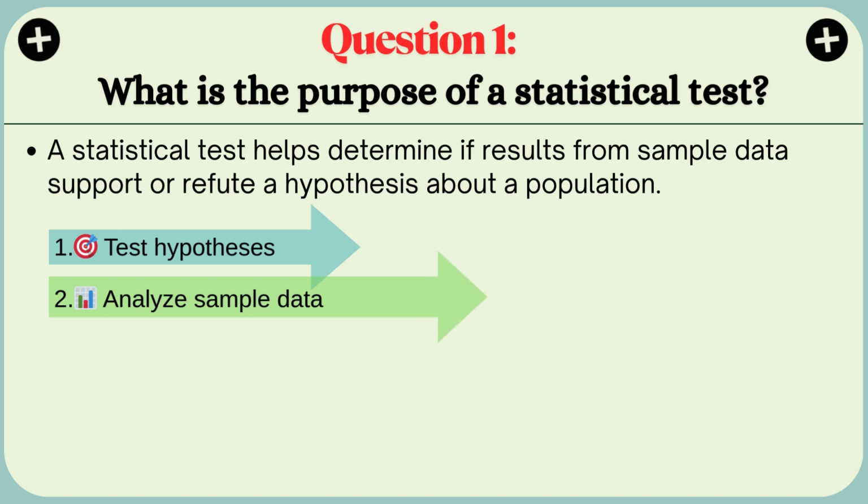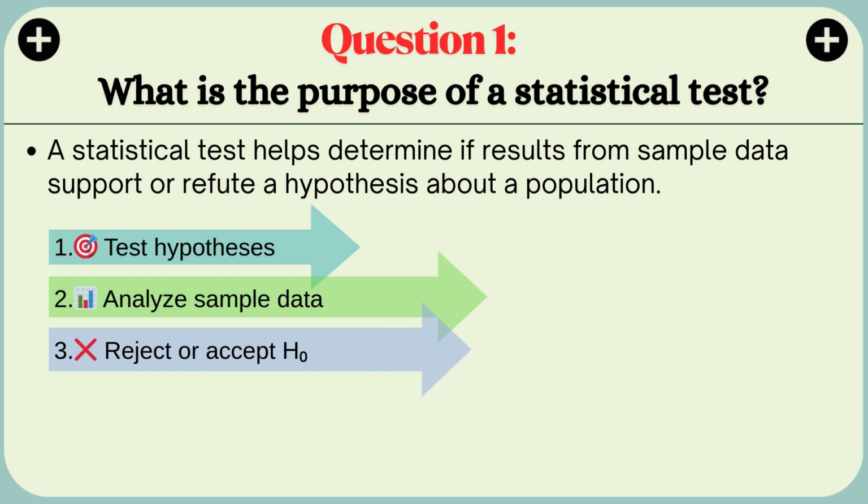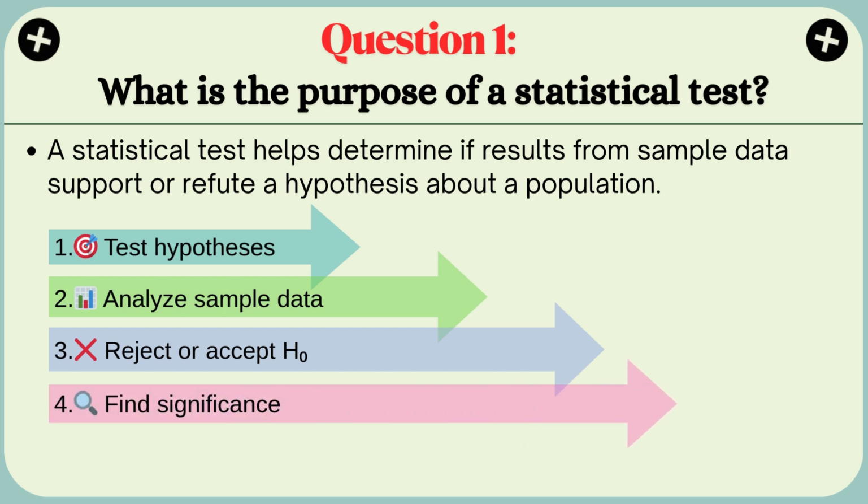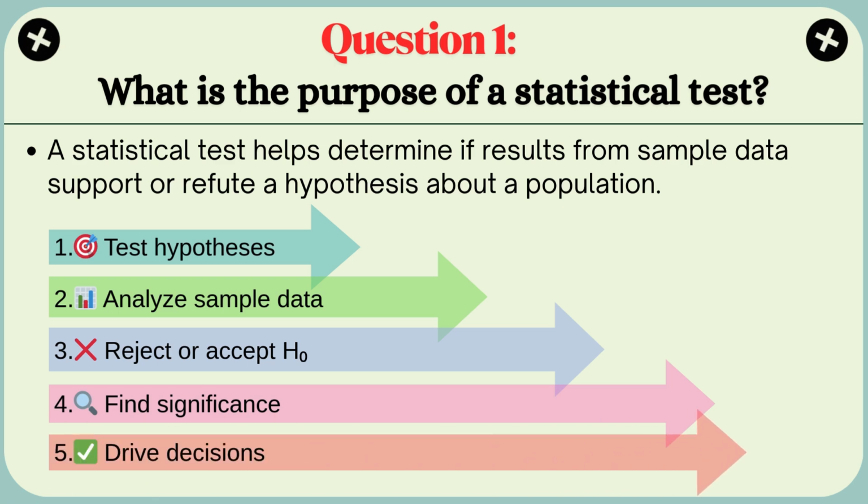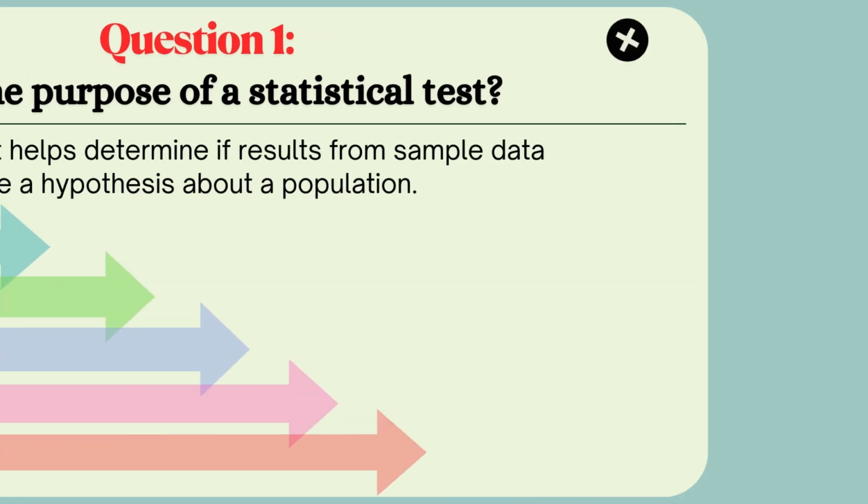Analyze sample data: evaluates evidence from a subset of the population. Reject or accept H0: helps you decide whether to keep or discard the null hypothesis. Find significance: determines if an effect or difference is statistically meaningful. Drive decisions: supports making informed business or research decisions.